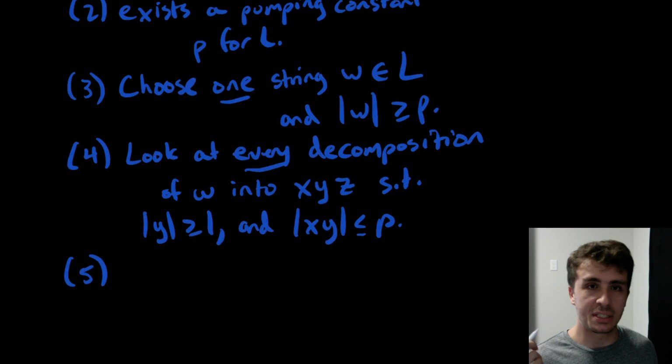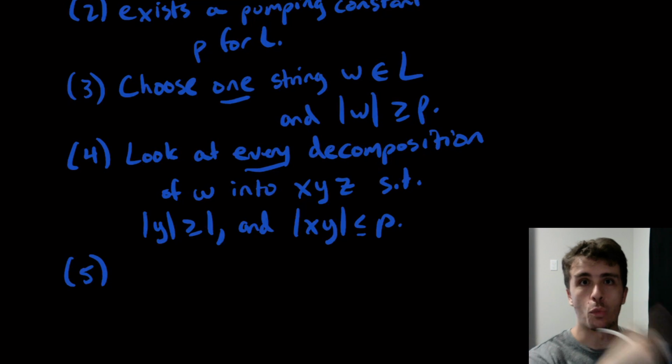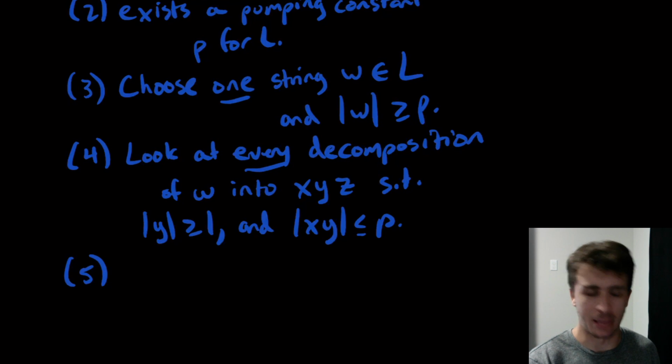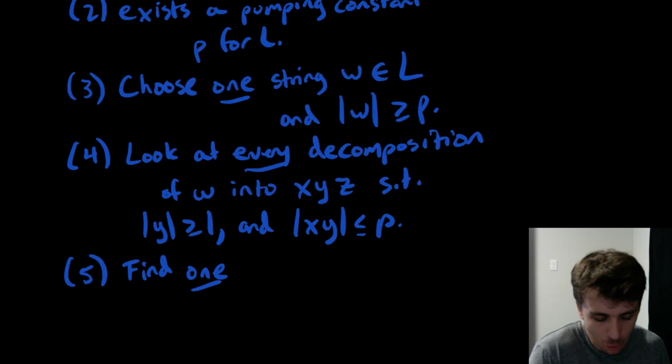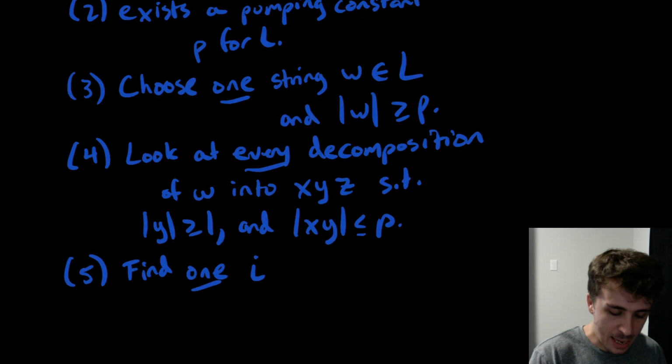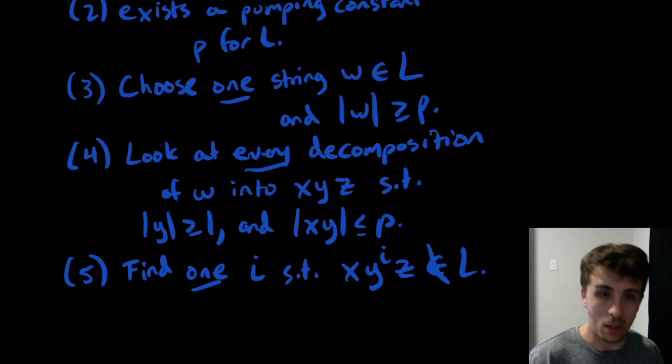So the lemma says that it's always in the language for every choice of i. But if I want to find a counterexample, I just need to assert one value of i for which it's not in the language. So we need to find one, or you can find more, but again, you only need to find one, i such that xy^iz is not in L.